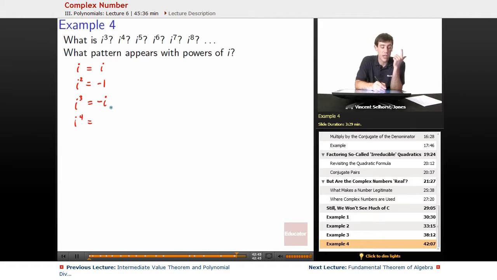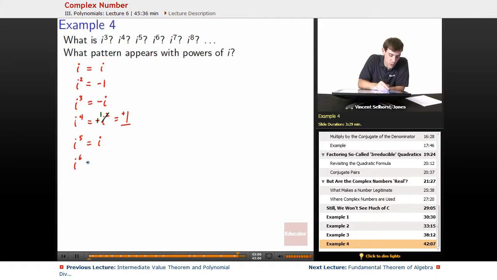i to the fourth would be equal to i cubed times i, which gets us -i squared. i squared cancels, and we get +1, right? -i squared, that cancels, and we get +1. So we're left at 1, just a good old +1. What if we keep going? i to the fifth is equal to, well, we multiply by i, so it's just i once again.